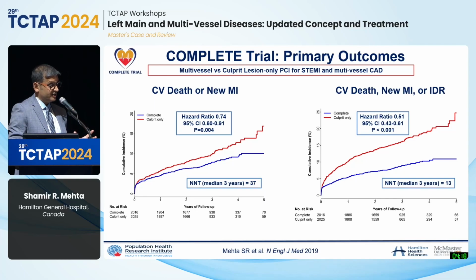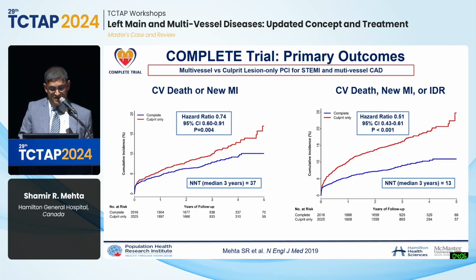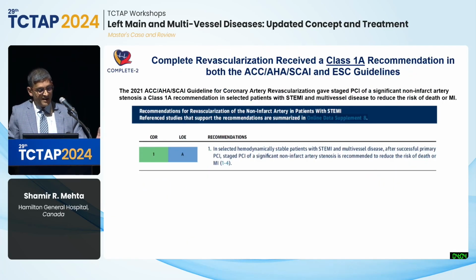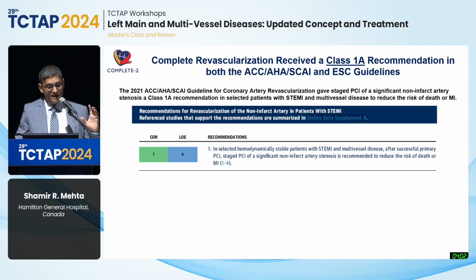For example, in the SHOCK trials, we're looking at less than 30% of patients who had actual complete revascularization. In this trial, we wanted to prove the concept that complete revascularization reduces hard outcomes, and I think we did that fairly convincingly. In fact, the guideline recommendations shortly after this trial, taken into consideration with the other trials that were already done, gave it a Class 1A recommendation.